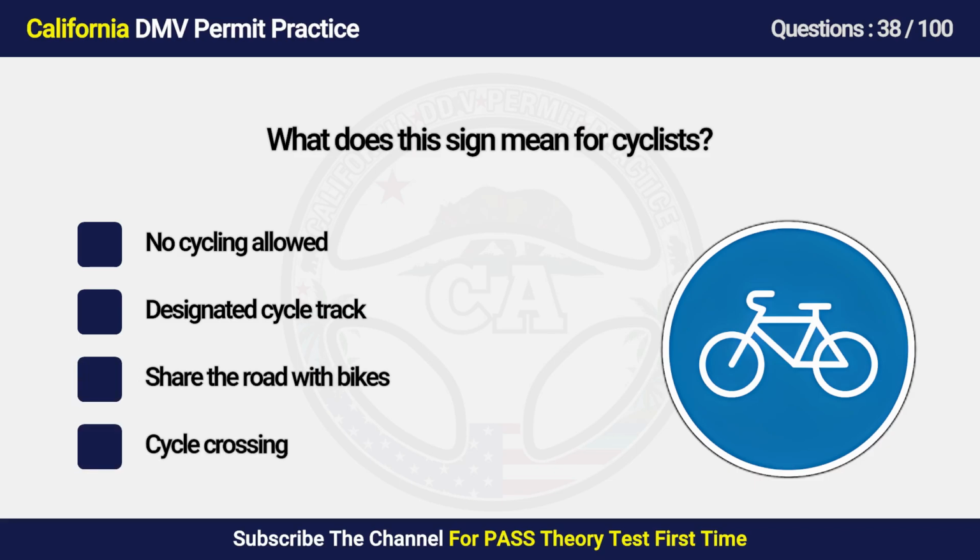A, no cycling allowed. B, cycle track. C, share the road with bikes. D, cycle crossing.